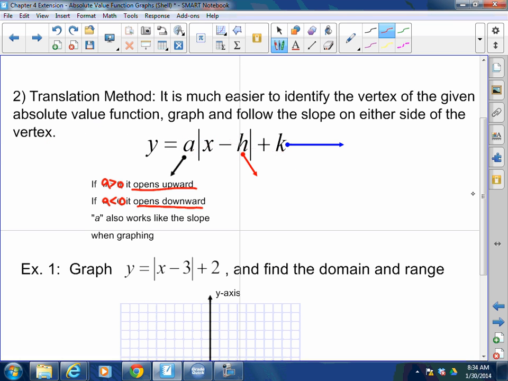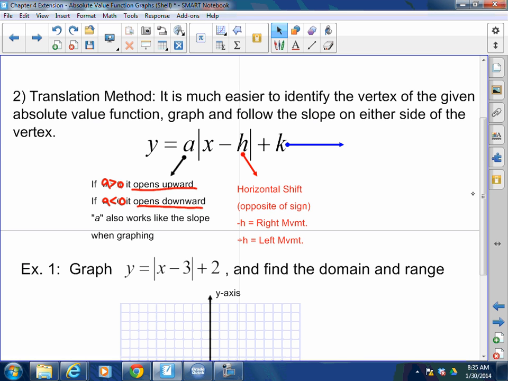All right. So the A, if it's positive, it's opening upward. If it's negative, it's opening downward. So if you have a negative absolute value function and you graph it and it's opening upward, you messed up. A also works like a slope when you're graphing, except remember how when we're graphing linear functions, you always run to the right, correct? For absolute value functions, you first take the slope and run to the right, but then you go and take the slope and run to the left as well. Because remember, you have the positive and the negative side. I'll explain all of this with our example. Are we good with the A?